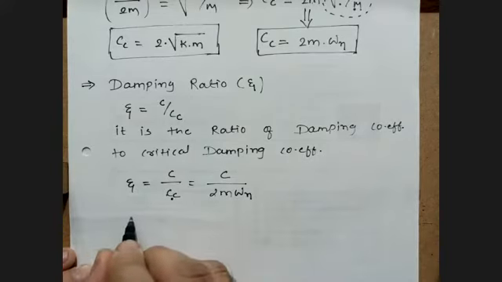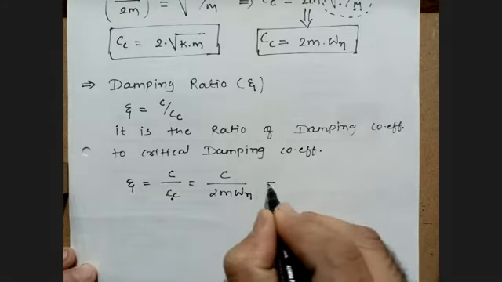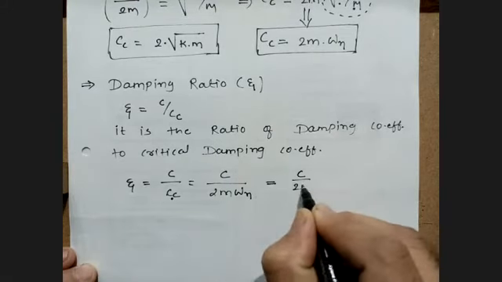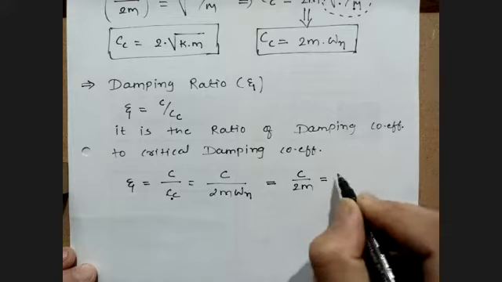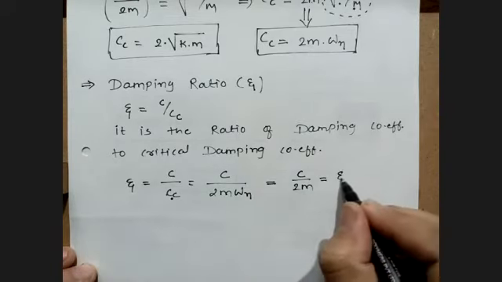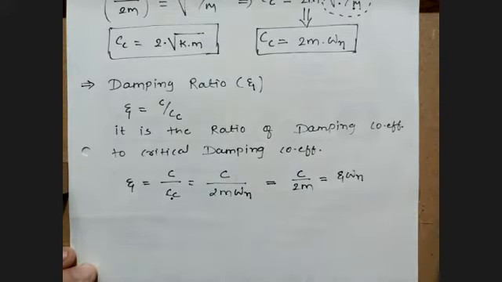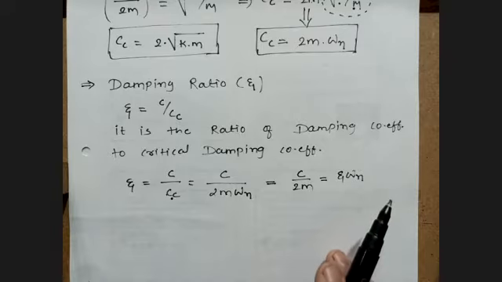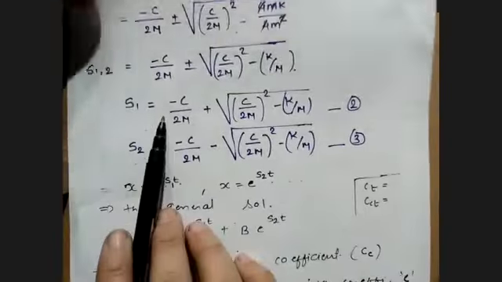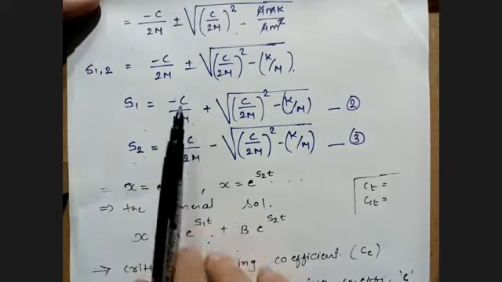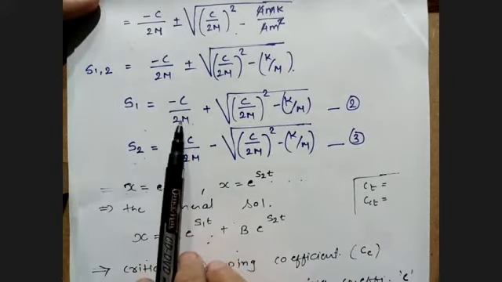So we can write here, from this relation, C divided by 2m is equal to zeta omega n. The reason for doing this is to replace this term. You can see these two terms are in our roots, S1 and S2. We have C by 2m, so we just want to replace this term.